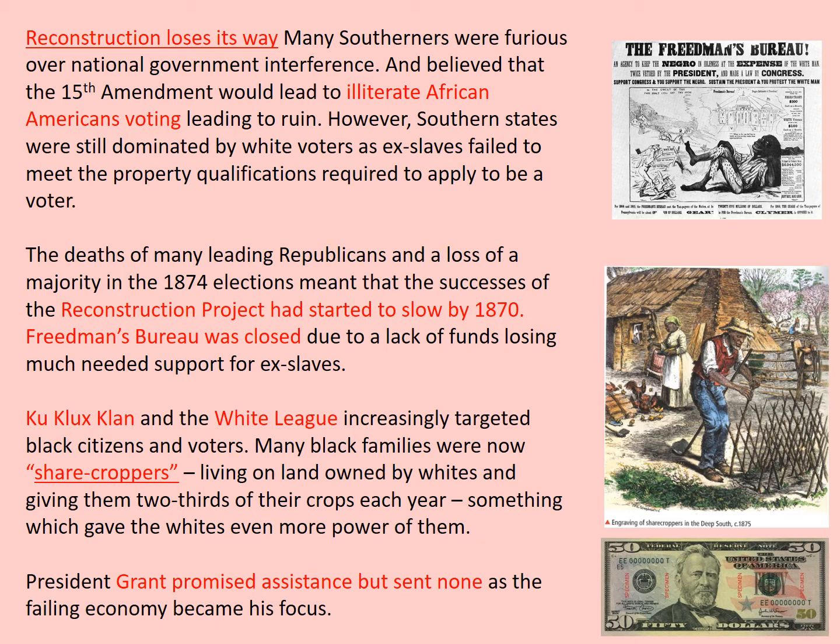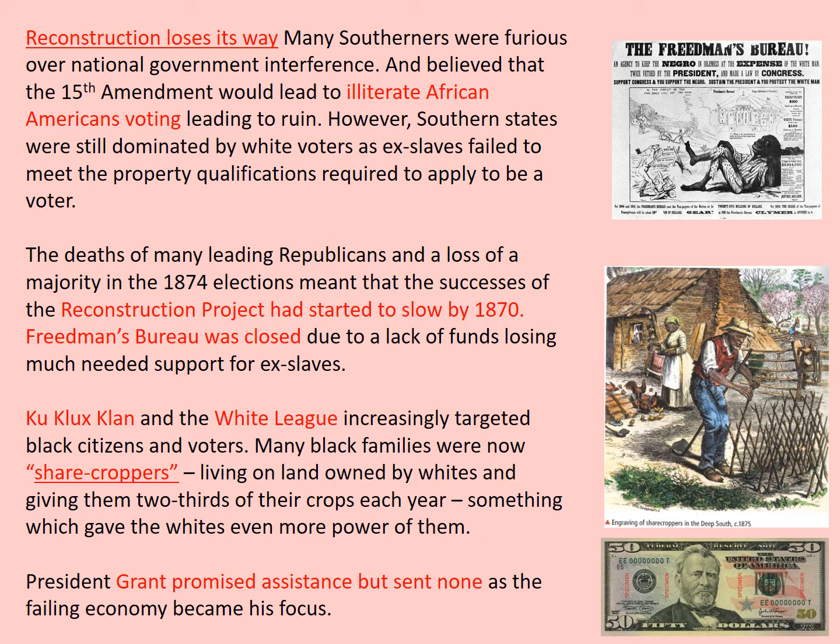Many of those leading Republicans we just saw who had led the way die, and the Republicans lose the majority in the 1874 elections. It's the Reconstruction project slowed by 1870. Freedmen's Bureau is closed, and sadly, we now get the power coming back to groups like the Ku Klux Klan and the White League. And what they do is they target black citizens and voters, and slowly they stop any political power that they had.